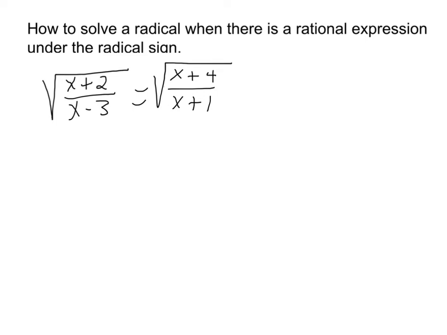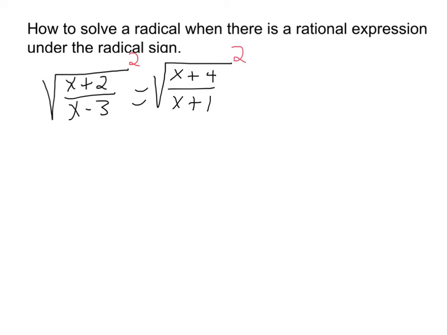In this video, you're going to learn how to solve a radical equation when there's a rational expression under the radical sign. So for example, we currently have the square root of x plus 2 over x minus 3 equal to the square root of x plus 4 over x plus 1. To solve this, you first want to square both sides.